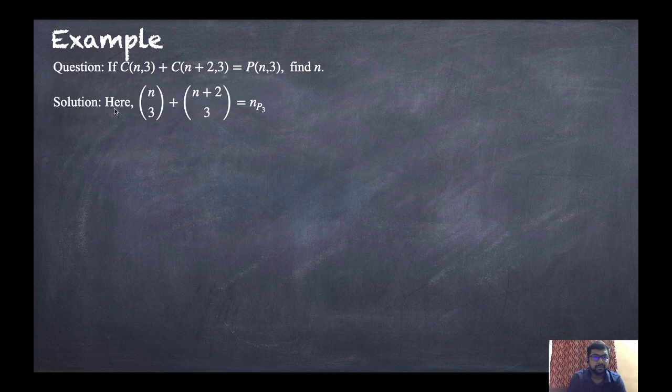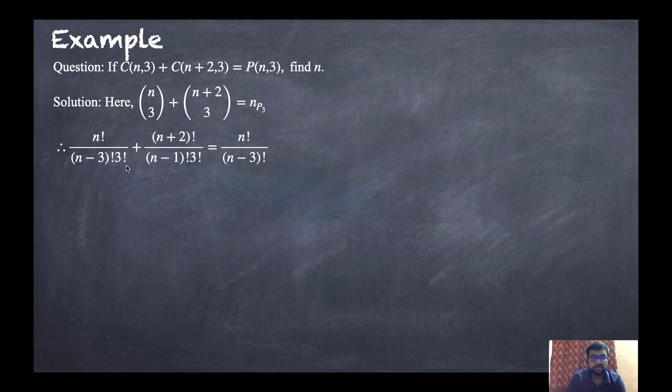Let us take an example. nC3 means n choose 3, and (n plus 2)C3 means n plus 2 choose 3. And here nP3 means n permute 3. We want to find n. So here nC3 plus (n plus 2)C3 equals nP3. Now we know all the formulas. nC3 is n factorial upon (n minus 3) factorial into 3 factorial. Now (n plus 2)C3 is (n plus 2) factorial upon (n minus 1) factorial into 3 factorial. And what is nP3? n factorial upon (n minus 3) factorial.